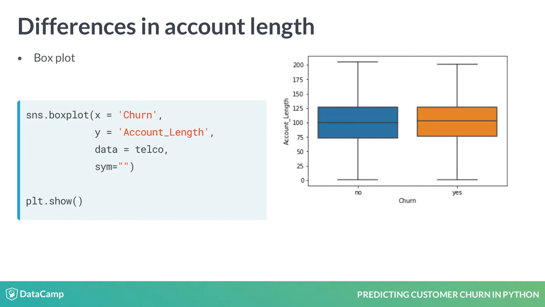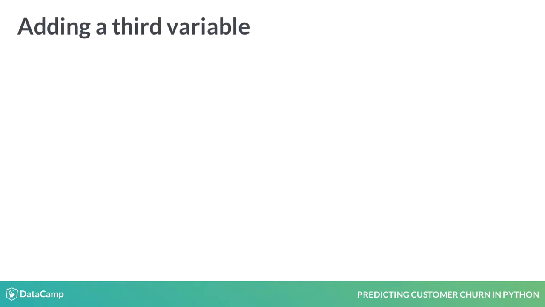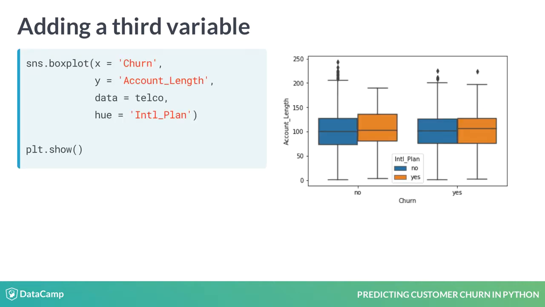Seaborn allows you to easily add a third variable to your plot. For example, we might be interested in visualizing whether the international plan feature has an impact on account length or churn. You can add this information to the plot by specifying the hue parameter. From the plot, it looks like as far as predicting churn goes, it does not matter whether or not a customer had an international plan.